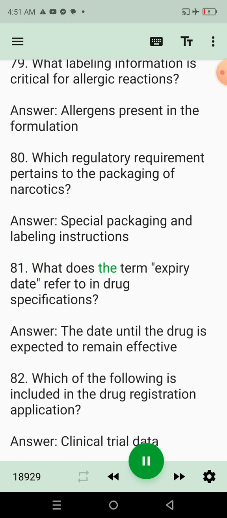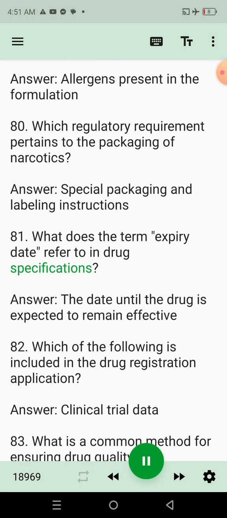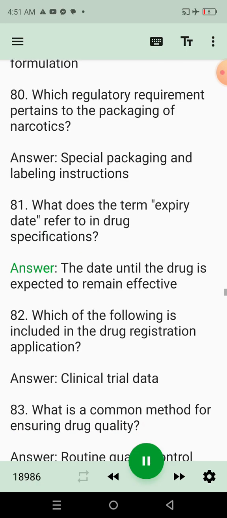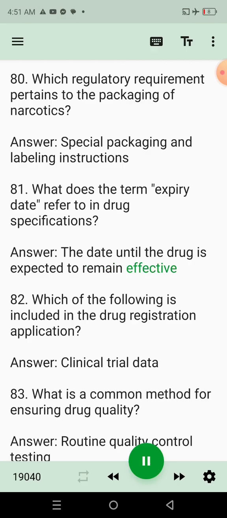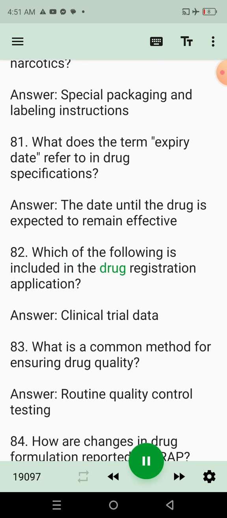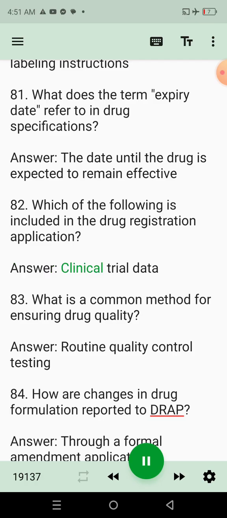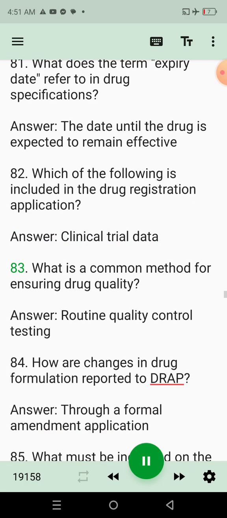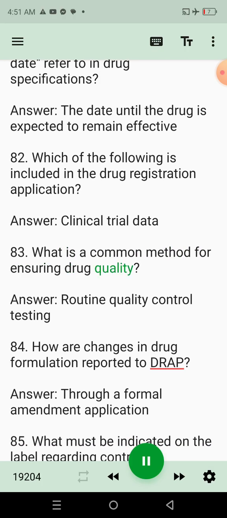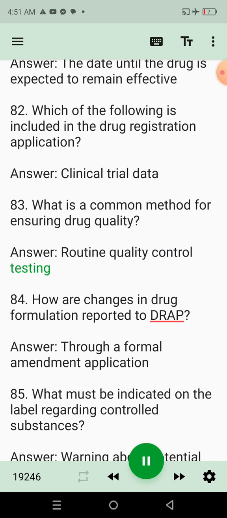81. What does the term expiry date refer to in drug specifications? Answer. The date until the drug is expected to remain effective. 82. Which of the following is included in the drug registration application? Answer. Clinical trial data. 83. What is a common method for ensuring drug quality? Answer. Routine quality control testing.